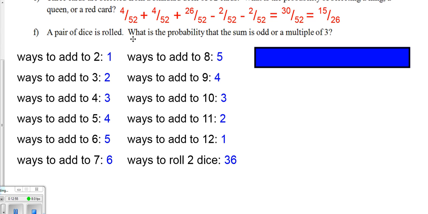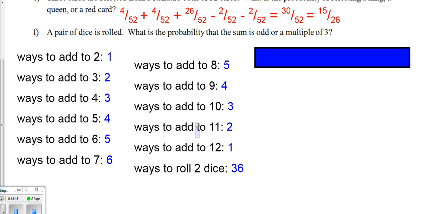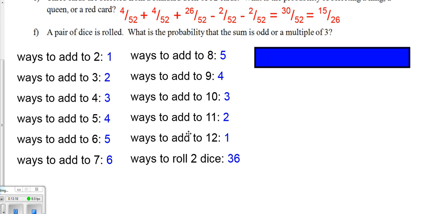Example F, a pair of dice is rolled. What's the probability that the sum is odd or a multiple of 3? So I wrote on the side here, these are all the possible ways we can add up to something. If we get 1 and 1, that would add up to 2. If we get 1 and 2, or 2 and 1, that would add up to 3. So there are 1 way for 2, 2 ways for 3, 3 ways for 4, and so on. So here are all of our possibilities.